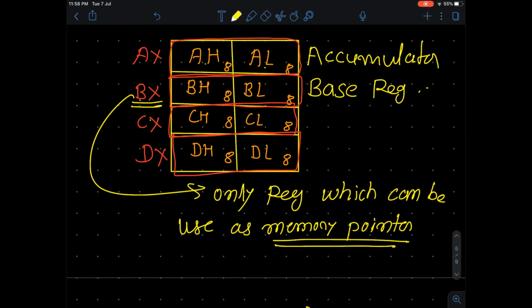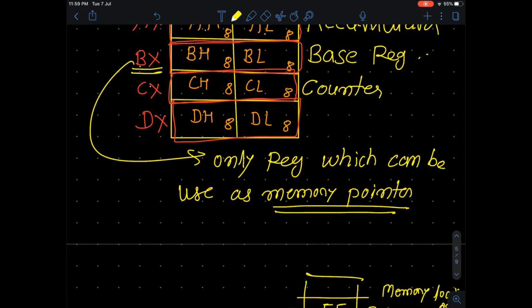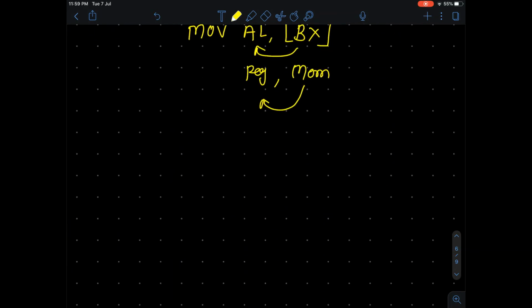Next is the CX register. This CX register is again a data register, but its special purpose is that it is used as a counter. Now when there are loop operations, you have already studied the for loop, correct? And all these types of loops.